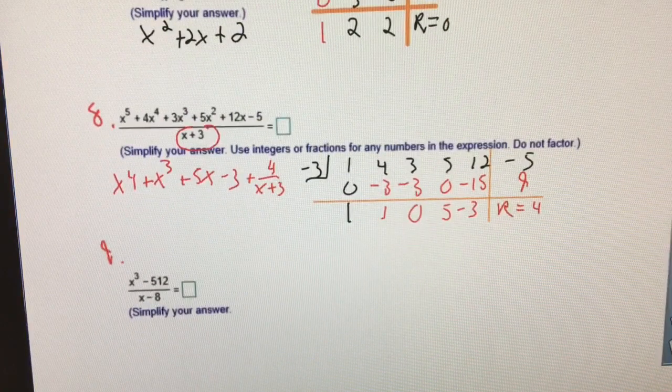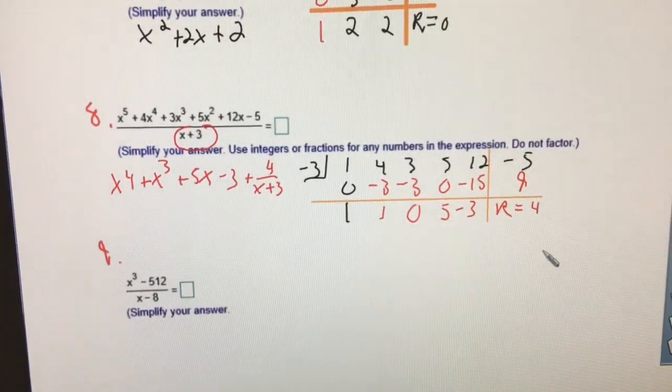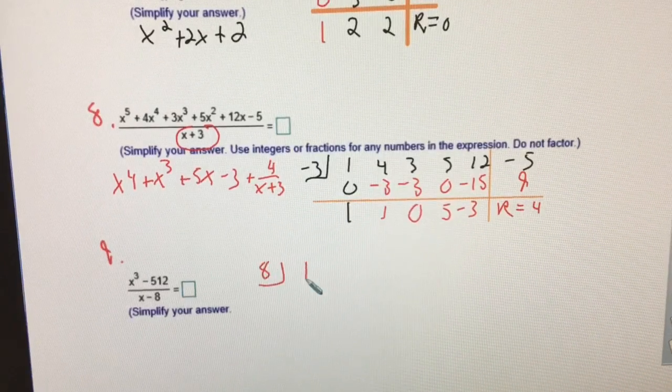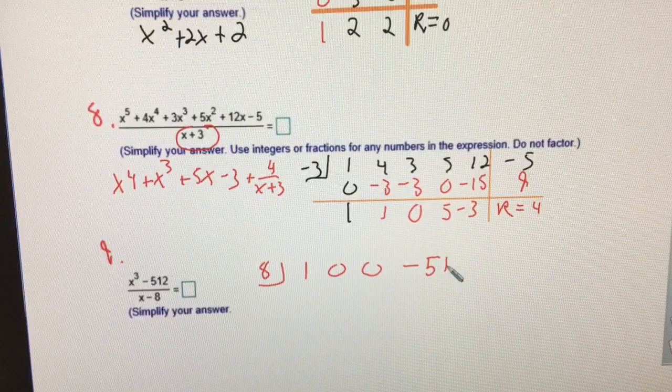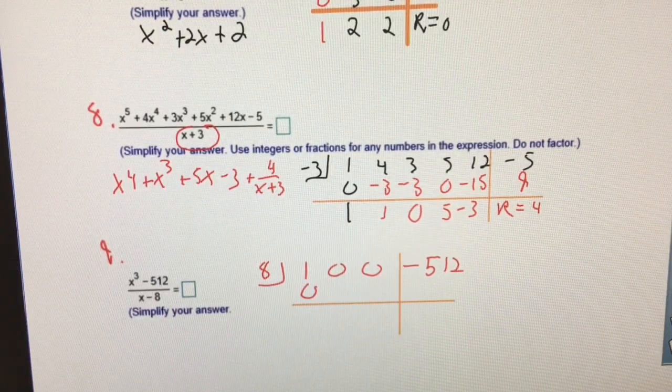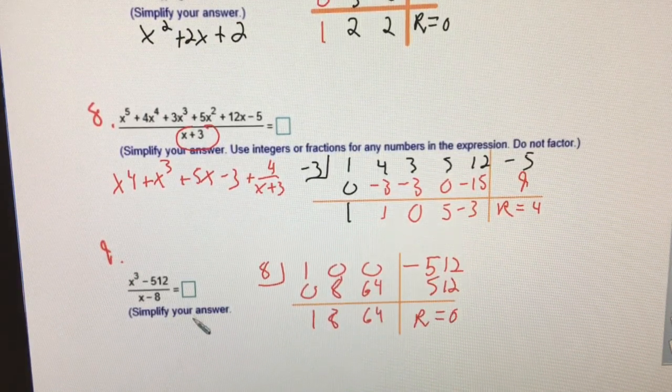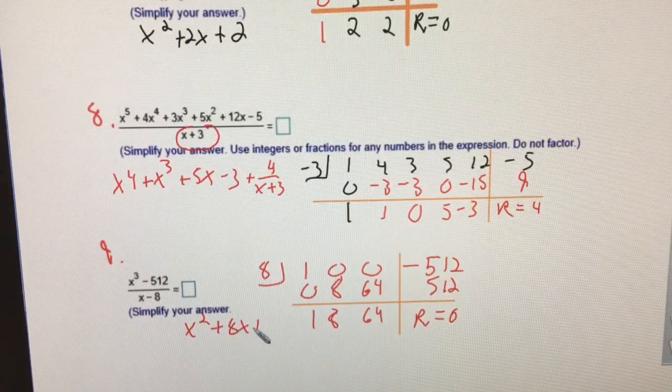This one I want to do synthetic on. Backwards box. I put the 8, I put a 1x cubed, a 0x squared, a 0x minus 512. Put my 0 there, my arithmetic bar, my remainder column, 1, 8, 8, 64, 64, 512. My remainder is 0. My answer is x squared plus 8x plus 64.